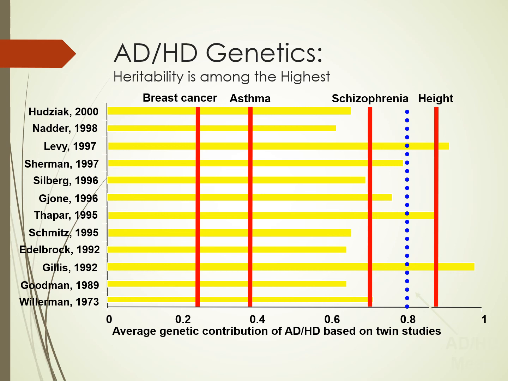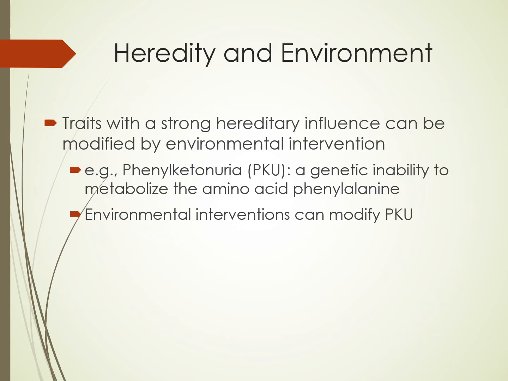So I just think it's really important to keep in mind, because we take these heritability estimates as being sort of this important estimate, but really we have to keep in mind all the background of how they came to this estimate. And the more samples, the more different groups of people that we can look at, the better off we are at getting an appropriate estimate for the larger population. And traits with even a very strong hereditary influence can be modified by environmental intervention.